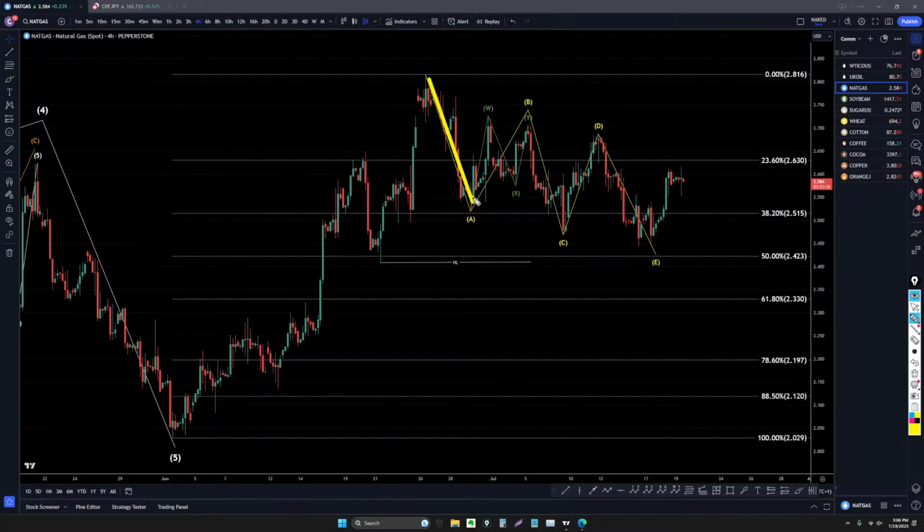So anyways, looking at natural gas, I think that it is a pretty clear pattern. I think it's an A. So A, B, C, and then instead of continuing the uptrend, it made another 3 waves up, D, and then it made another downtrend, E. It didn't go down and touch that fib level, but it looks like it's ending a correction. It looks like it's going to go up now.